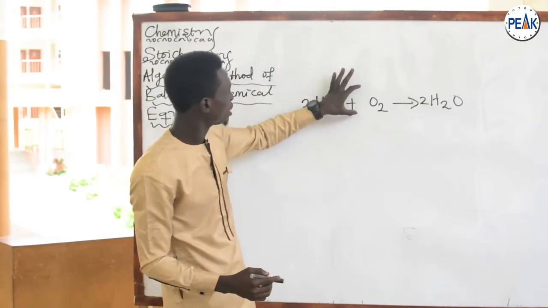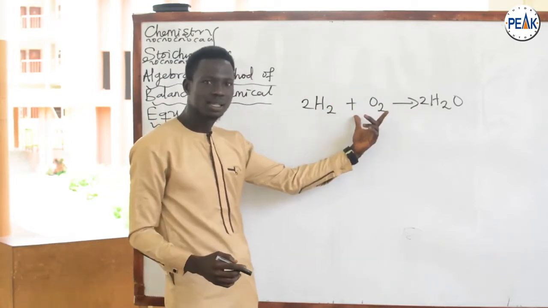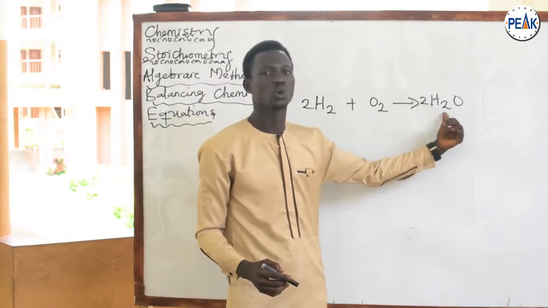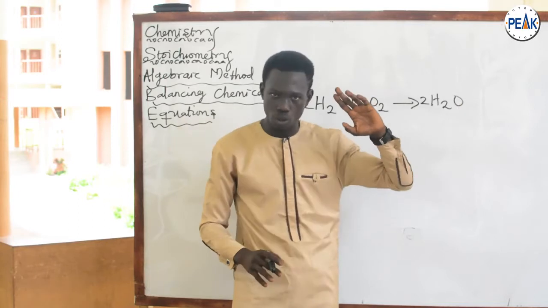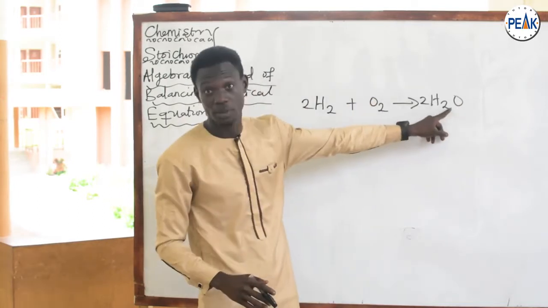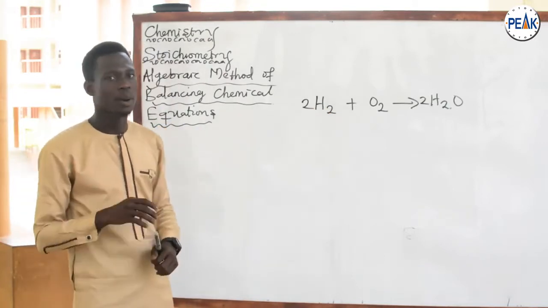You only deal with what? The coefficients. And the number of moles of each element on the reactant side must be equal to the number of moles of those same elements on the product side. You should note that. So note, you do not tamper with the subscript at all. So equations like this, when given to you, you can balance them just by investigation.